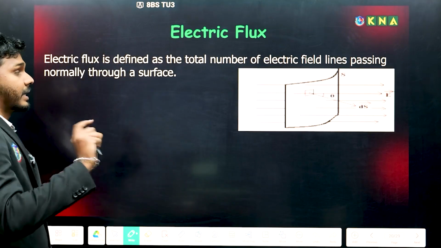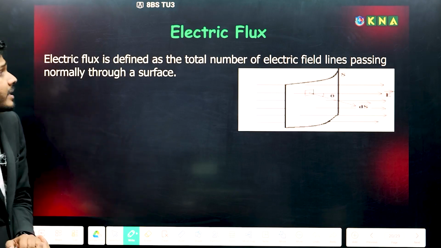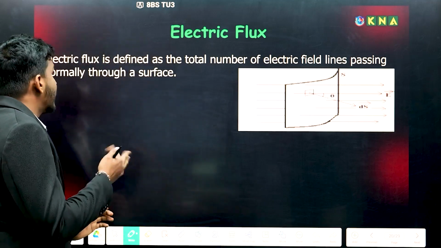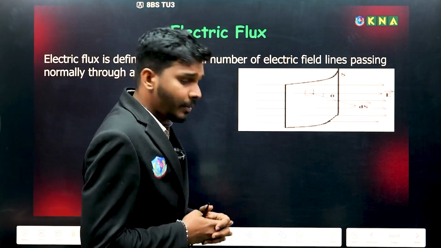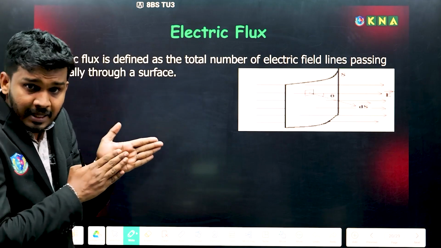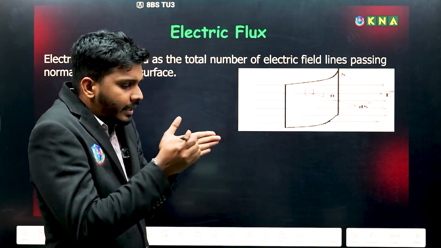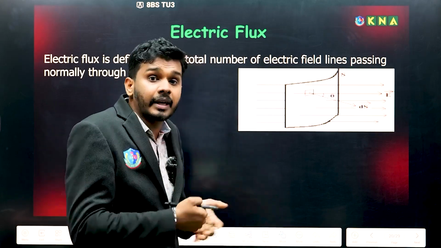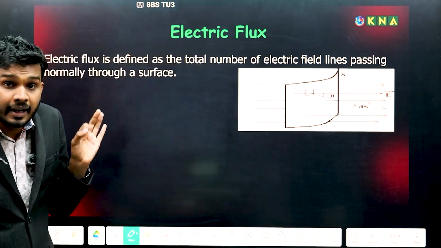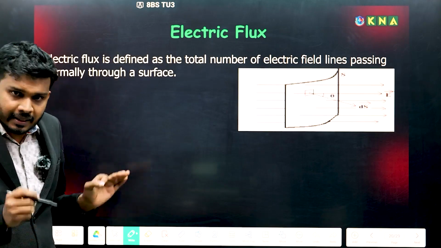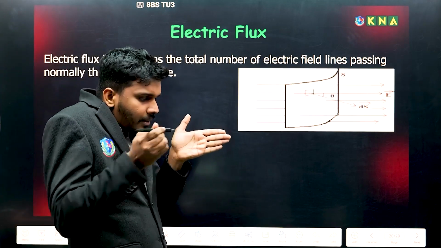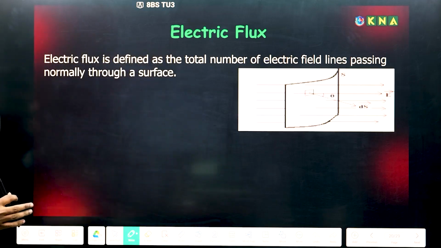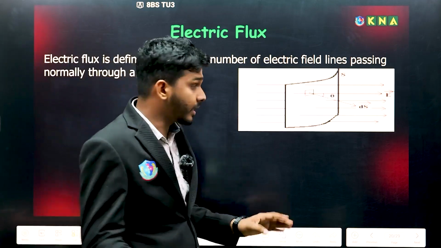What is electric flux? Electric flux is defined as the total number of electric field lines passing normally through a surface. For a surface, in the direction perpendicular, that is normal to the surface, how many electric field lines pass, that is called electric flux.